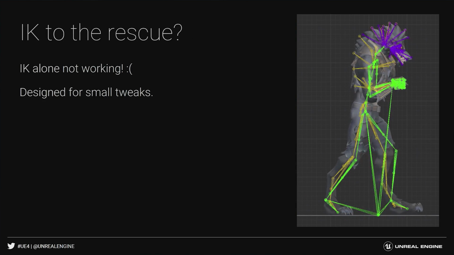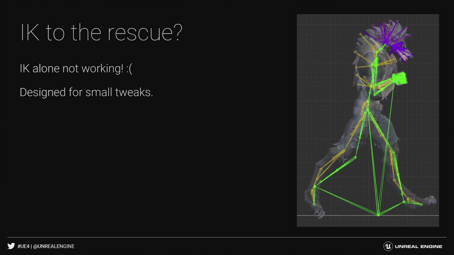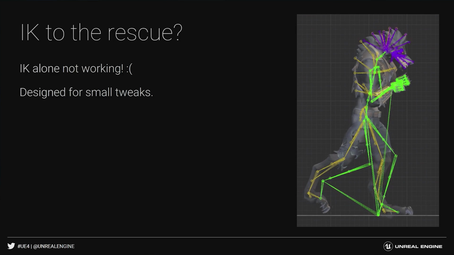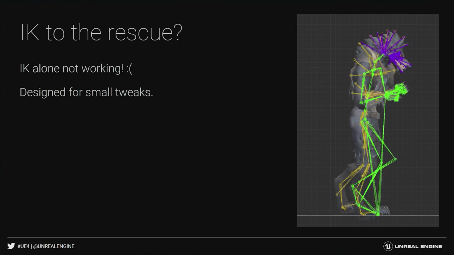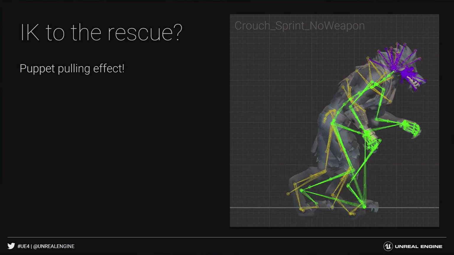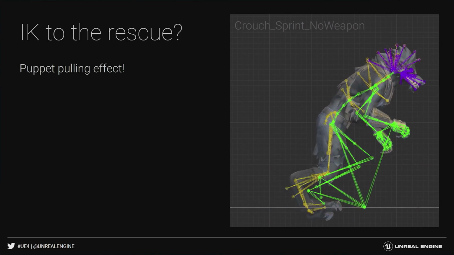So we tried IK first. Let's see what it looks like. And you can see it doesn't look great. With IK, we're just spinning the feet from the dog legs onto the human legs. And if we try a more extreme animation, we see it's really a puppet pulling effect. We're just pulling these feet and pinning them, but we're not animating the other bones.